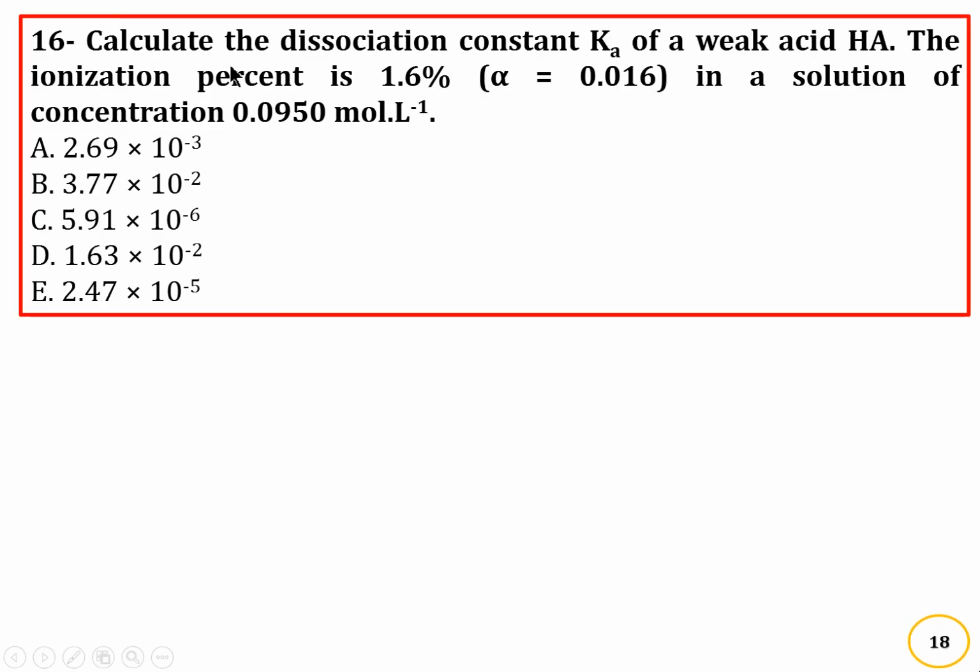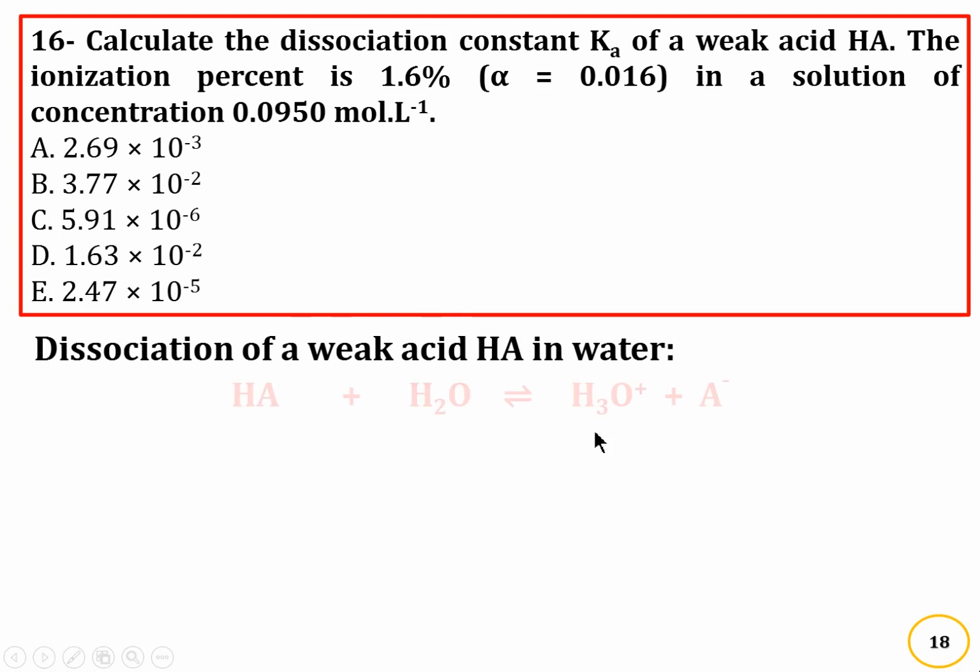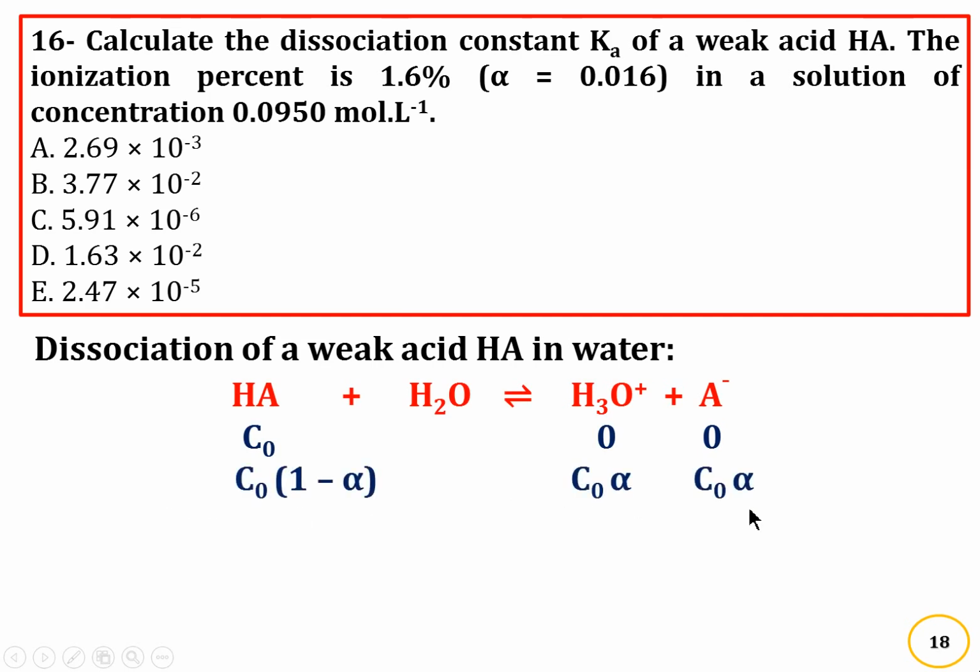Exercise 16, calculate the dissociation constant Ka of a weak acid HA. The percent ionization is 1.6% or alpha equals 0.016 in a solution of concentration 0.0950 molar. So in this exercise, we have to write the dissociation of the weak acid in water. HA dissociates in water to H3O+ and A minus. C0, 0, 0, the concentrations at t equals 0. At equilibrium, C0 (1 minus alpha), C0 alpha, C0 alpha.